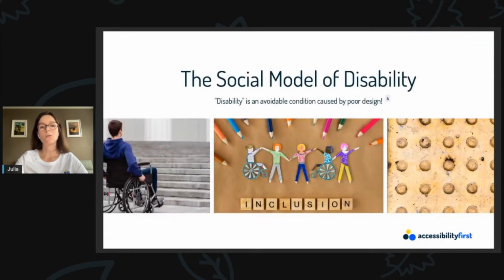This reminds me of how the social model defines disability. The social model is one of the models used to characterize disability. The definition says that disability is an avoidable condition caused by poor design. What does this mean? For example, think of an entrance to a building where there are only stairs.